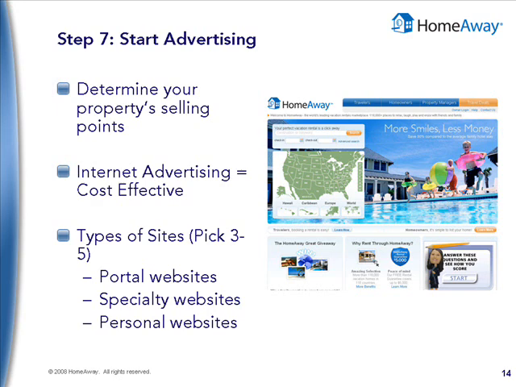We recommend picking 3 to 5 sites to advertise on. These can include portal sites like HomeAway, VRBO, or VacationRentals.com. It can also include specialty sites that cater to groups or interests like fishing or golf, or you can build a personal website to feature more information and photos of your home.